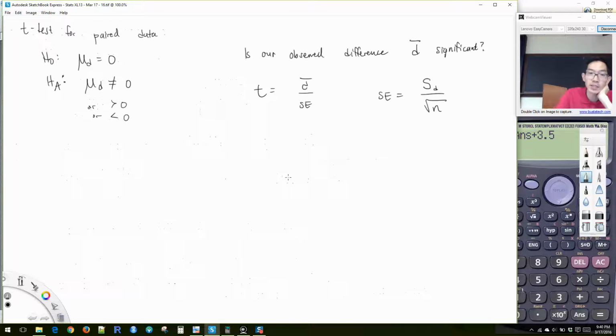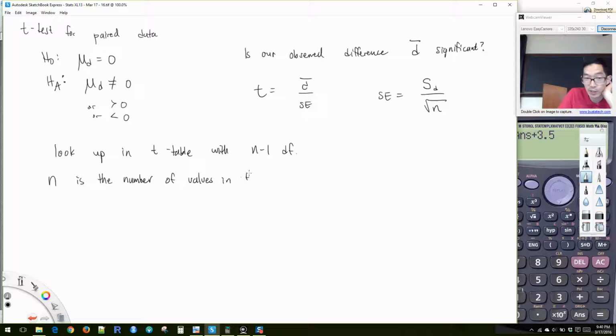And then here you just look up in the t-table with n minus 1 degrees of freedom. n is equal to the number of values in the difference column.